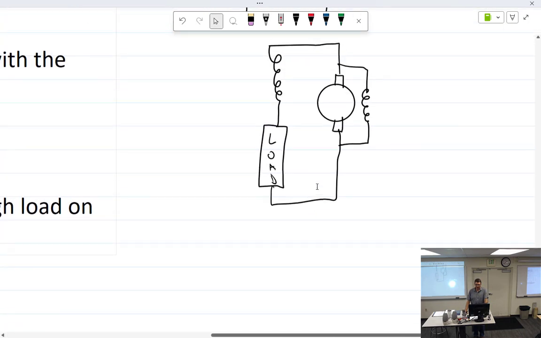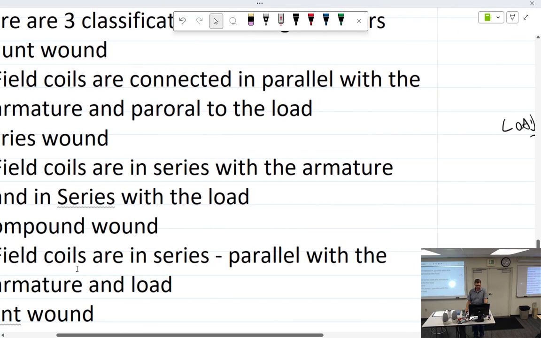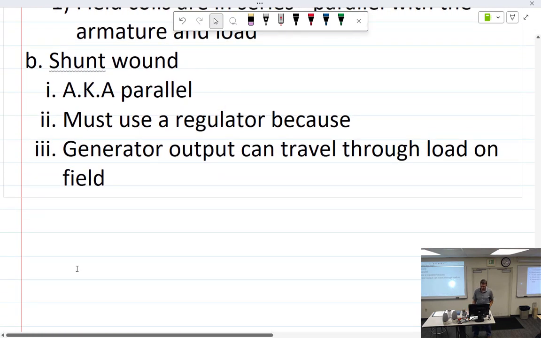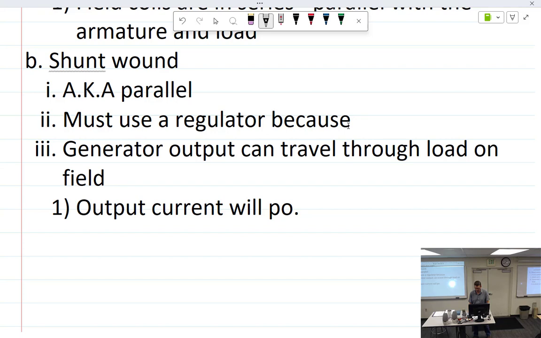So we'll take a look at that shunt wound right there, parallel. So output of the generator, which is the armature, comes out of the armature. One side's going to be positive, one side's going to be negative. It's just arbitrarily going to do that. And so it comes out of here, and so it has a choice. Load or field, correct? Okay, let's think this through here. Which way will that current tend to want to go mostly? I'll put output current will proportionally, that's a better word. Oops, if I spell it right, it's an even better word.